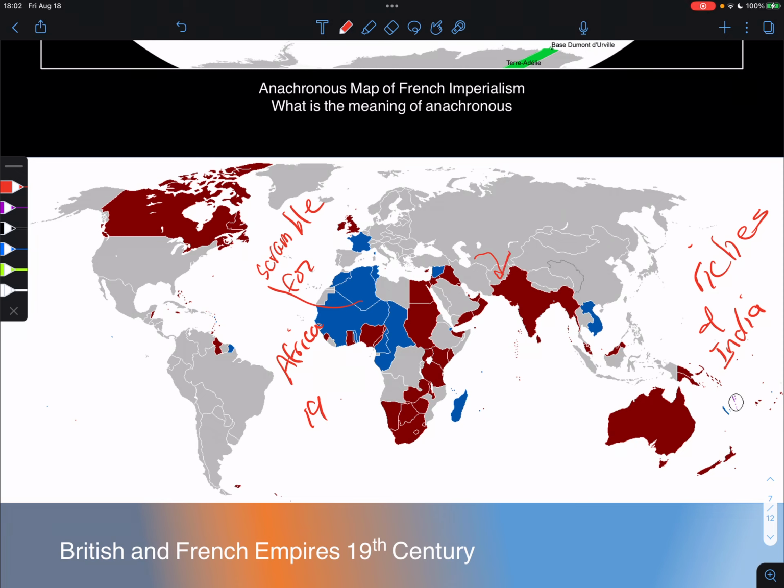And as far as this area is concerned, that was called the Eastern Question. That is what led to the creation of Afghanistan and Pakistan and India as we know it later on.